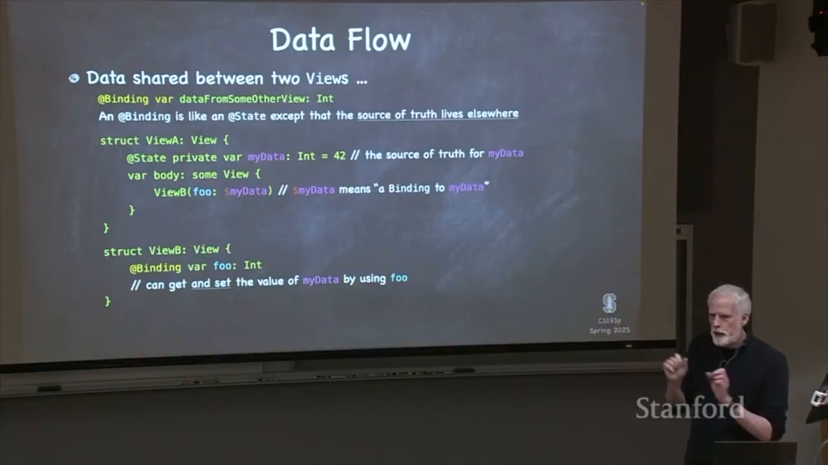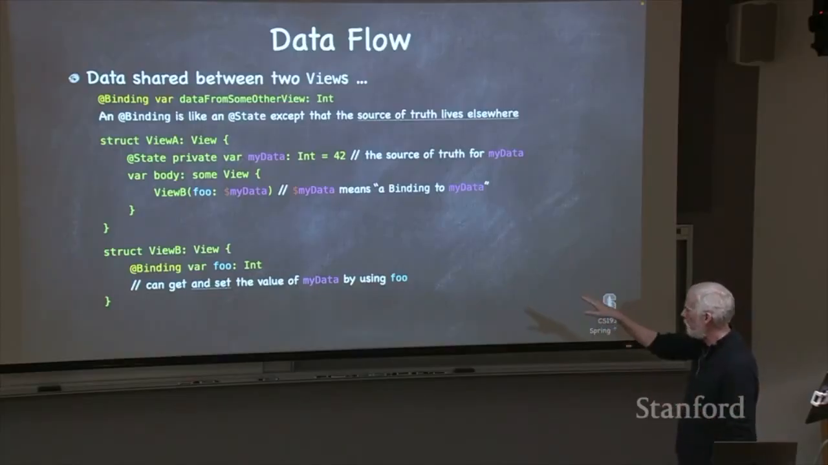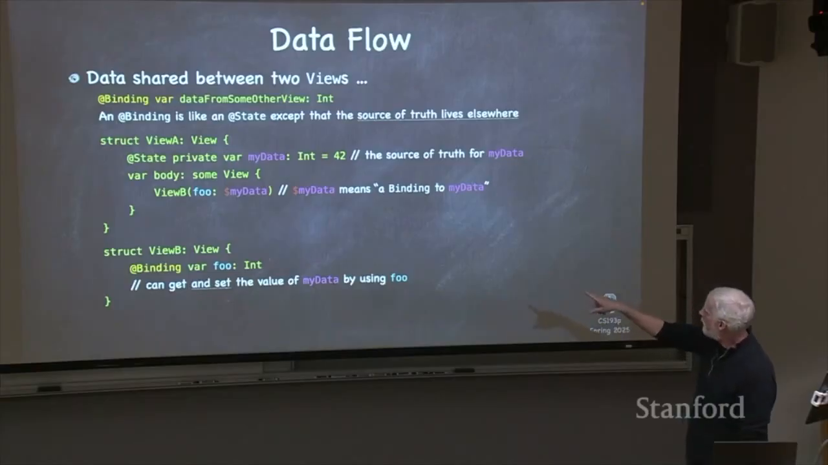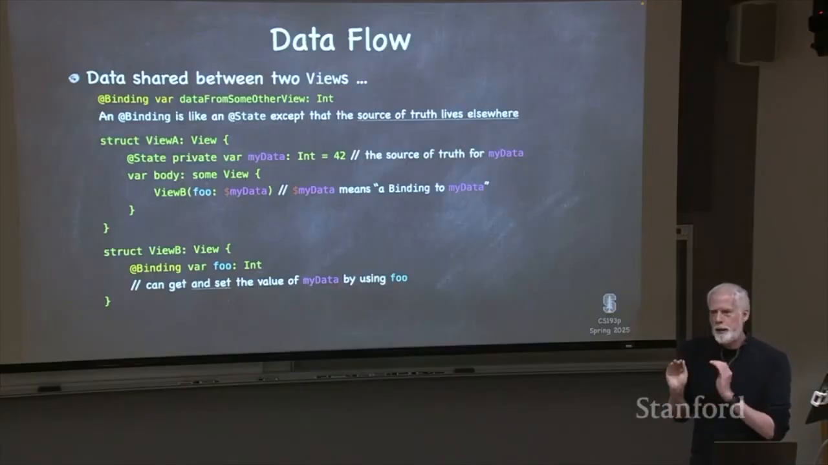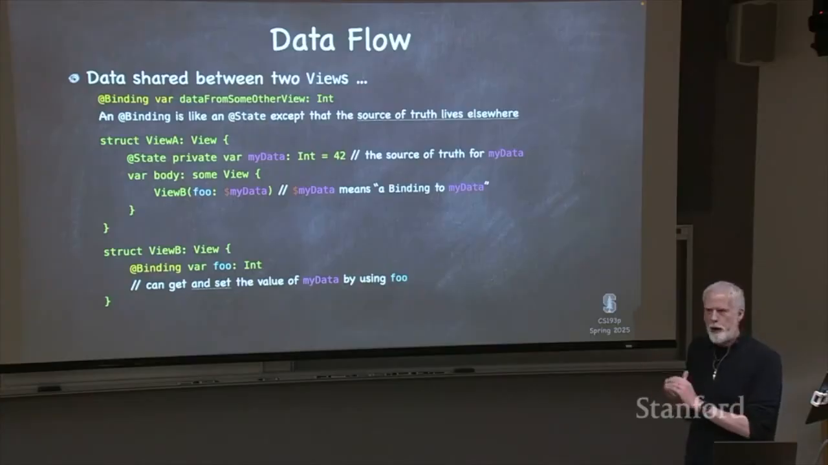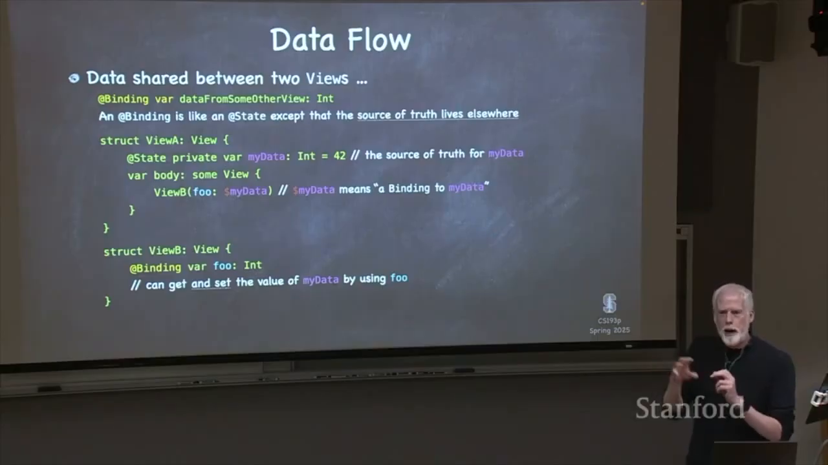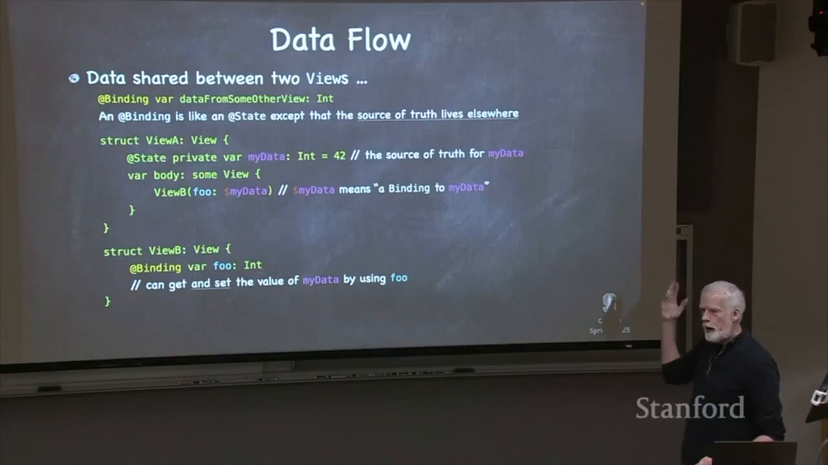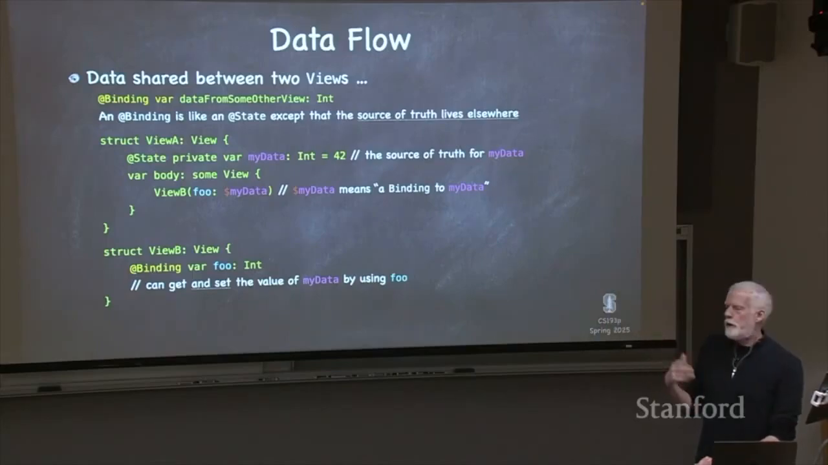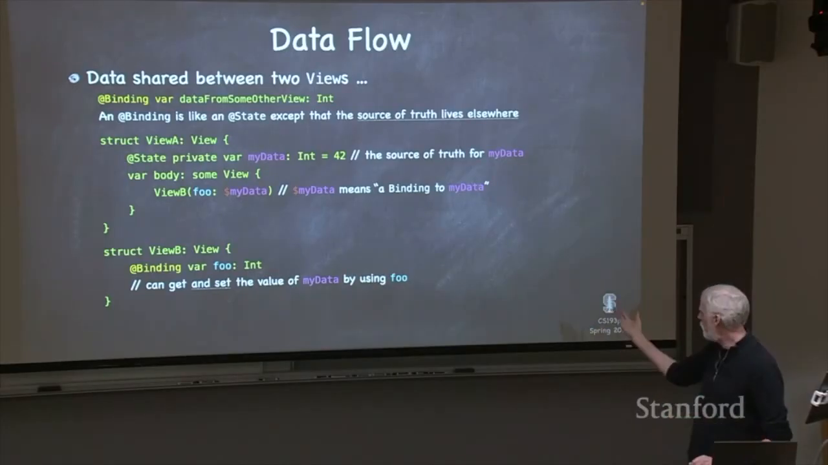It's not set to anything, so we have to set it when we create view B, which is what we're doing right there. And the value that we're going to set foo to is $my data. $my data means a binding to my data. That's what $ on some @state thing means, a binding to it. And so that's why we're able to pass it. If I didn't put that $ sign there, the compiler would say something like trying to pass int to binding, types don't match. $my data is a different type of thing. It's a binding to an int in this case.